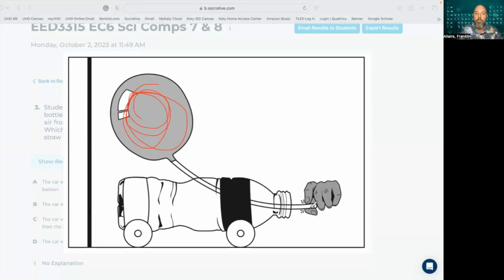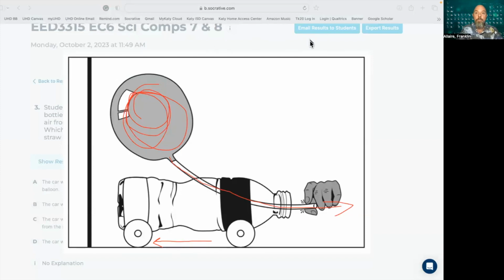So when we release our fingers here, when the student releases his or her fingers, that air is going to come out of the straw, pushing in this direction. So the air is going to blow to the right, which means that the car is going to go in the opposite direction. It's going to go to the left.